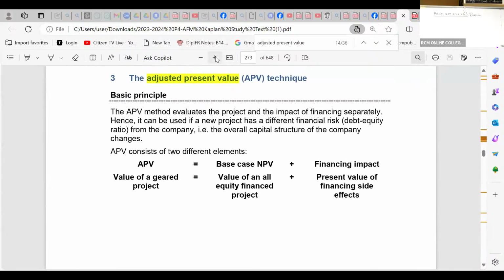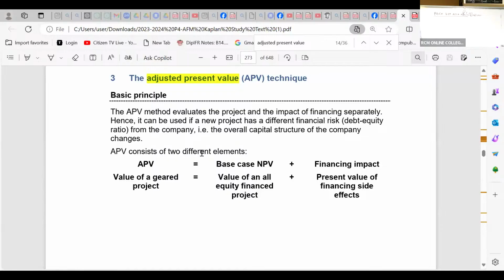So you're told here the basic principle. The APV method evaluates the project and the impact of financing separately. So whenever we hear of the word APV, adjusted present value, ladies and gentlemen, this will always evaluate the project. They get the NPV of the project and the impact of financing separately. Hence, it can be used if a new project has a different financial risk, what we call debt equity ratio from the company, i.e., the overall capital structure of the company changes.